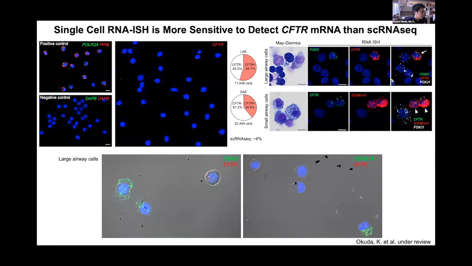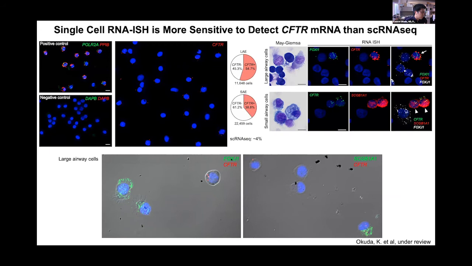And then we came up with a cytospin plus single-cell RNA in situ hybridization experiment. So we dissociate cells, like when we do single cell RNA sequencing, and then fix the cells and perform RNA in situ hybridization, focusing on CFTR and cell type markers. Interestingly, this experiment worked pretty well, and we can identify CFTR messenger RNA signals in each single cell, and the cell type markers also consistently show.